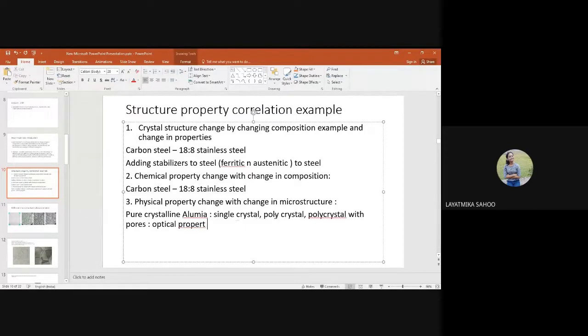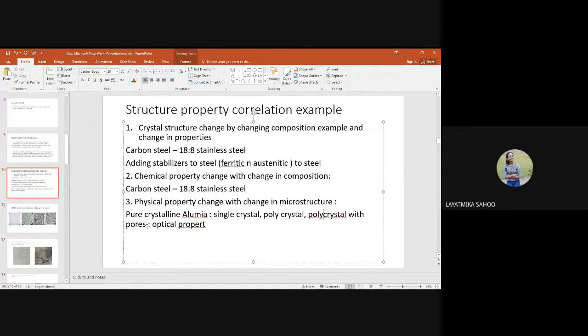Yes, sir. Polycrystalline silica, so opaque. Okay, fine. Translucent. Translucent, yes. That means the letters will be visible but not clearly visible. Finally, you have polycrystalline alumina with pores, so it will become opaque.